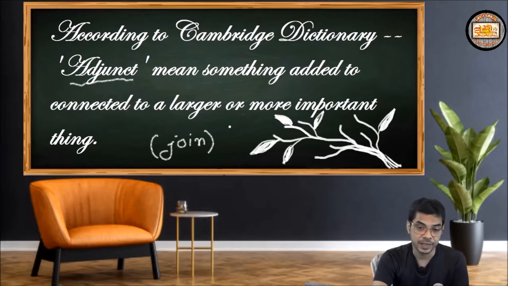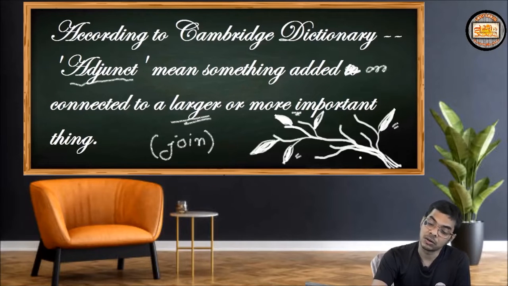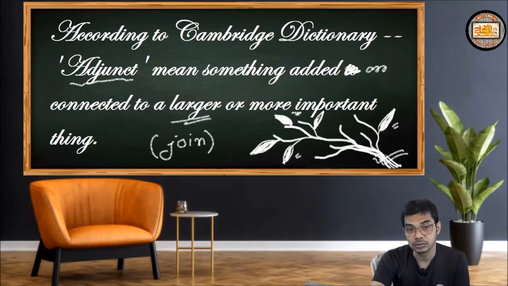According to Cambridge Dictionary, adjunct means something added to or connected to a larger or more important thing. So added to or connected to. Connected to what? A larger or more important thing. Here's the picture of a branch with some leaves. Now these leaves are connected to these branches. And again, these branches are also connected to this bough. So for the leaves, the branches are larger and more important. And for the branches, boughs are larger and more important.